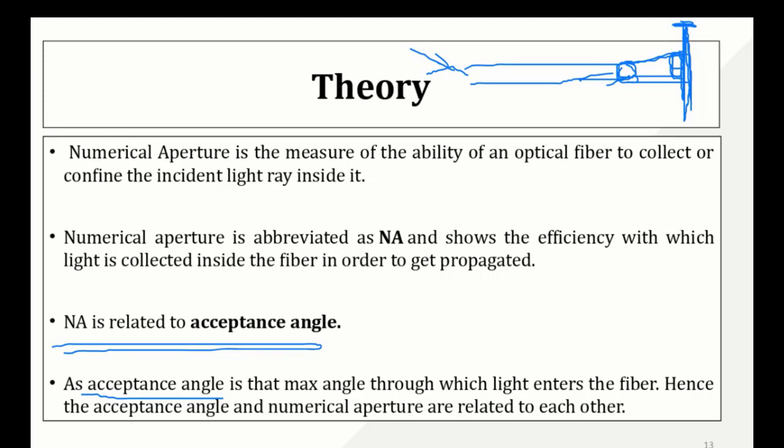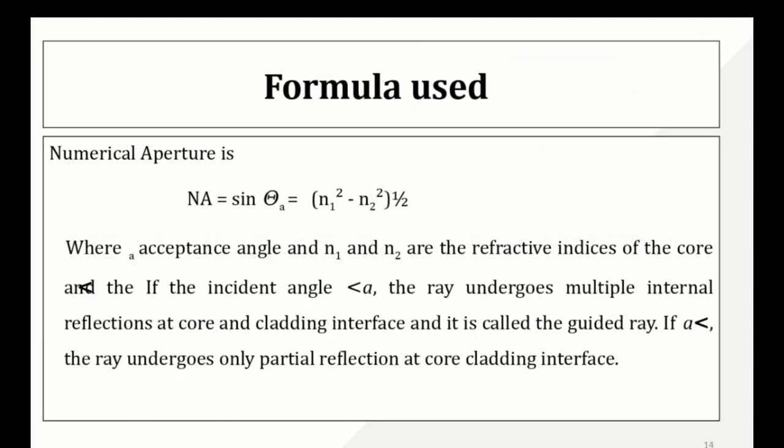So we are finding this numerical aperture and acceptance angle of the optical fiber in this experiment, and these are related using this formula. You can see the numerical aperture, which we abbreviate as NA, is equal to sine theta A, where theta A is the acceptance angle. Sometimes in this expression you can also see sine theta maximum, because the acceptance angle is the maximum angle that you can give to an optical fiber so that light can enter and be emitted from the other end.